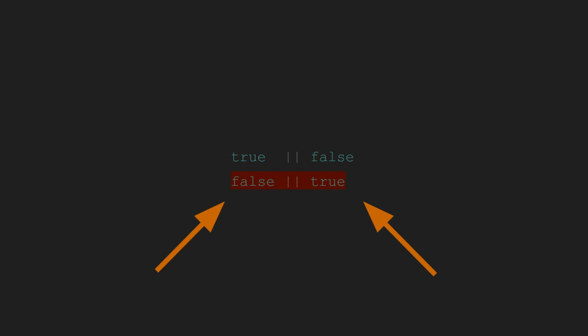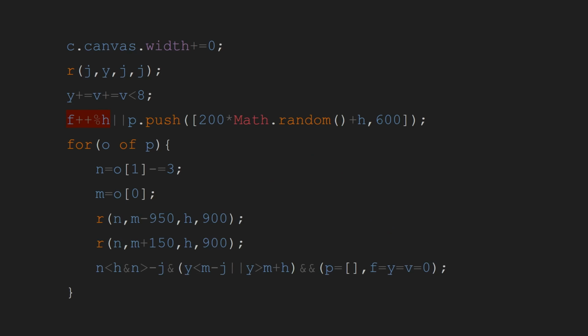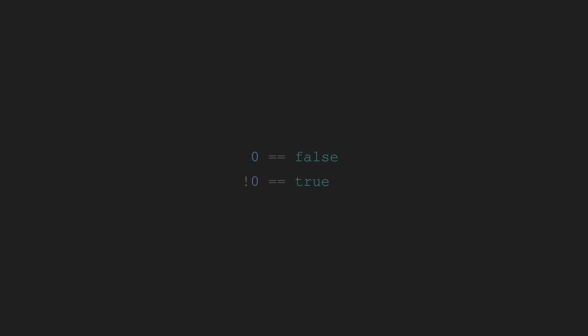see if it's true. This means that if the first part of this expression is true, then the second part of the expression will never be evaluated. But when the first part is false, the second expression will be evaluated and a new pipe will be created. But there's another weird thing going on here. The modulo operator returns a number, not a boolean, and there's no boolean expressions anywhere. This, again, works because 0 equals false in JavaScript, and anything other than 0 equals true in JavaScript.